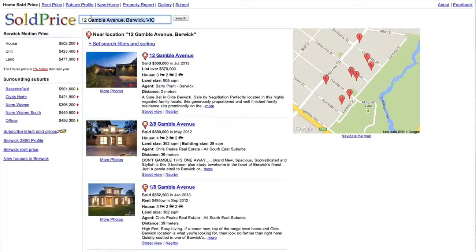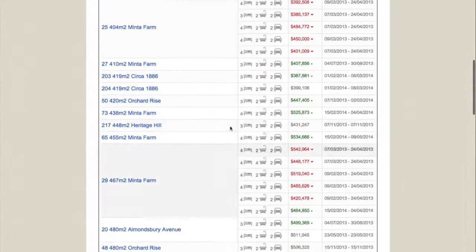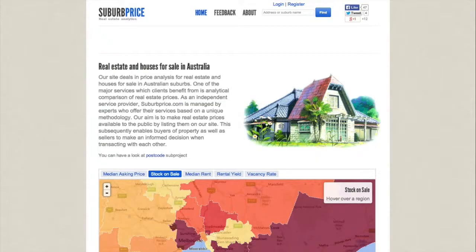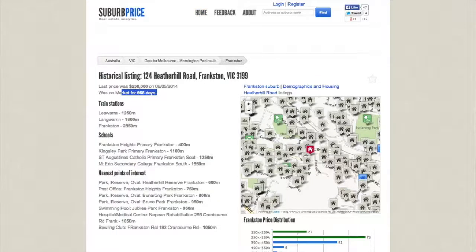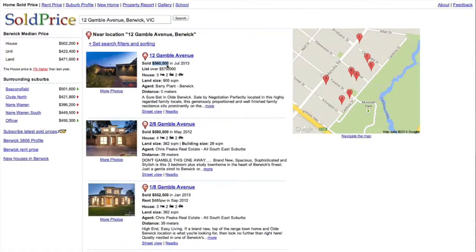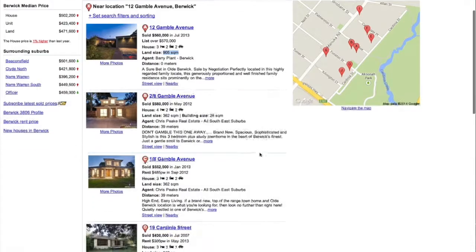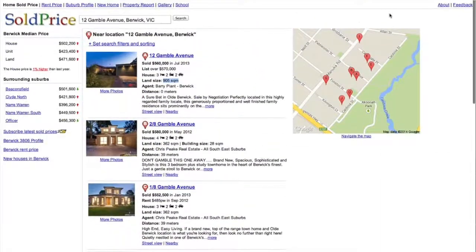Again, if you had a specific address, for example 12 Gamble Avenue, which I just found on real estate randomly, I just put it in to find out what it did sell for. It was listed over 570, but it was sold for 560. We know that it's in Barrack, and we found out that a lot of properties were actually on discount in Barrack. So it sold for 10 grand less. It's a 900 square meter block, and it's got all these details, so you can go through this website, which is really good.